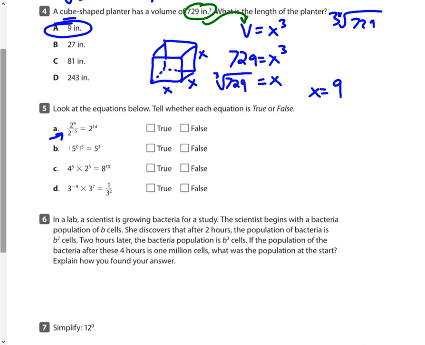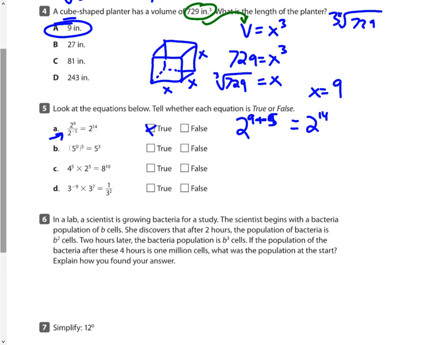So 2 to the 9th over 2 to the negative 5th, we're going to subtract the exponents, so it would be 9 minus negative 5. Minus a negative turns into positive, which would be 14th power. 2 to the 14th power. All right, so that is true.